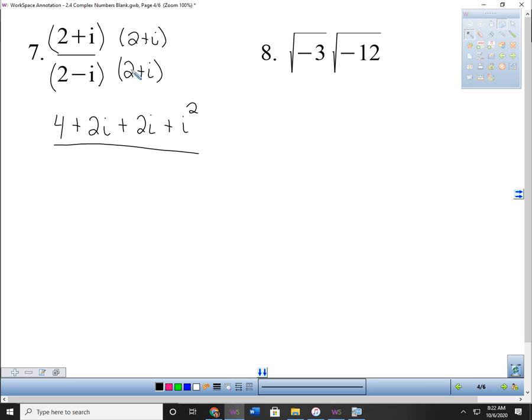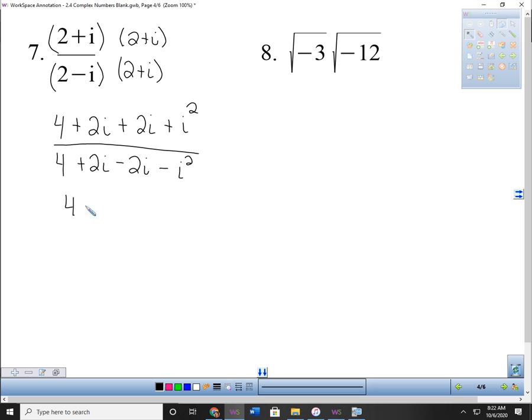Then the bottom, 2 times 2 is 4. 2 times i, 2i. Negative i times 2 is negative 2i. And then negative i times positive i is negative i squared. So this is negative 1. So that's going to change this positive 1 to a negative.